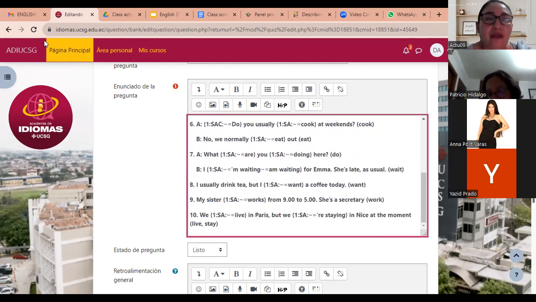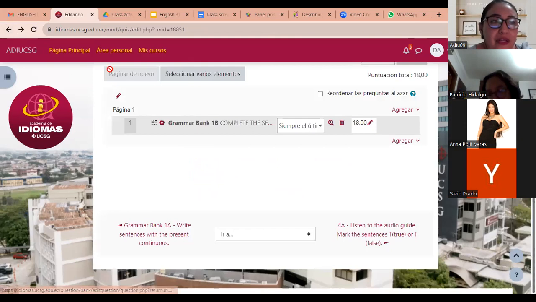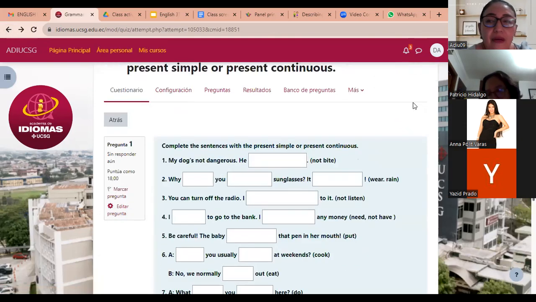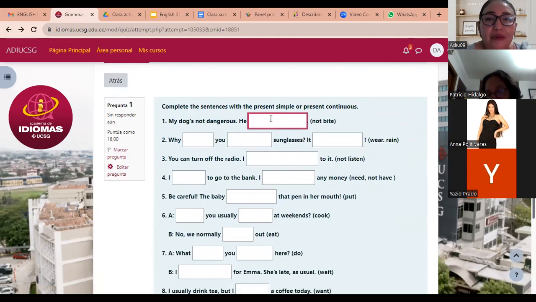Yeah, let's try. Let's try this one. Okay, so in here, let me try it myself. Okay, let's try it together. My dog's not dangerous. He doesn't, right? It should be like this. He doesn't bite, right? And it should be fine. I'm not typing the full stop.